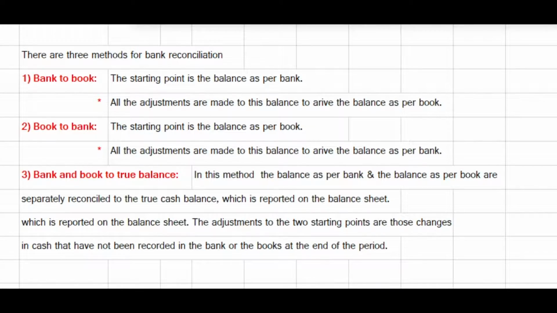There are three methods for bank reconciliation. Number 1. Bank to book. Number 2. Book to bank. Number 3. Bank and book to true balance.